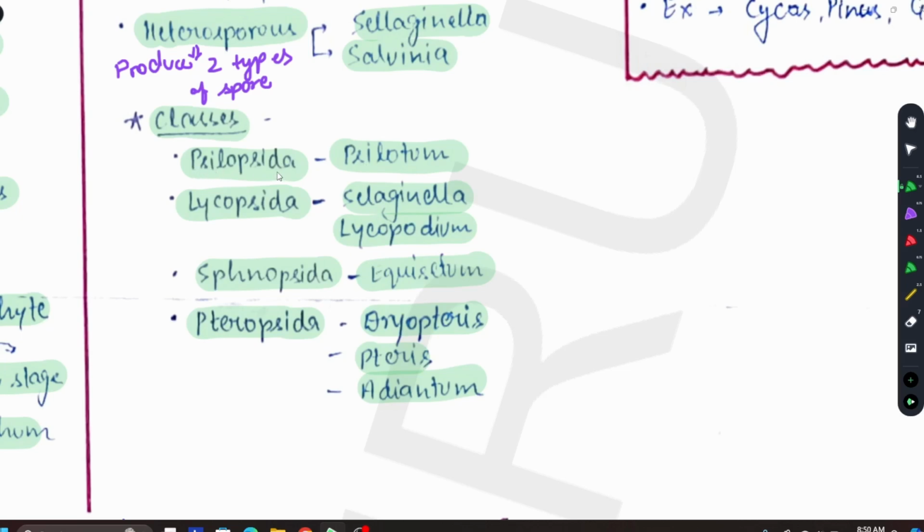For example, Psilopsida, the example is Psilotum. The spelling you have seen, PSIL and PSIL. There is PSIL on the left hand side and there is PSIL on the right hand side. These are very easy. Similarly, in Pteropsida you say Dryopteris and Pteris. As you can see, there is Pteris in both. So Pteropsida you have to easily learn. These examples are very easy. You have to learn them.